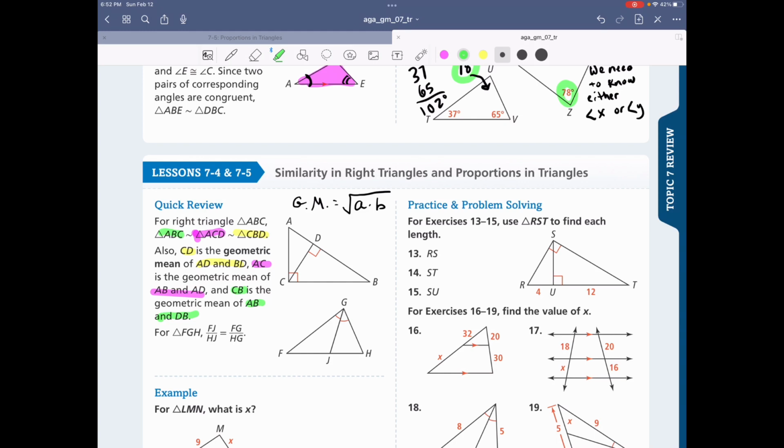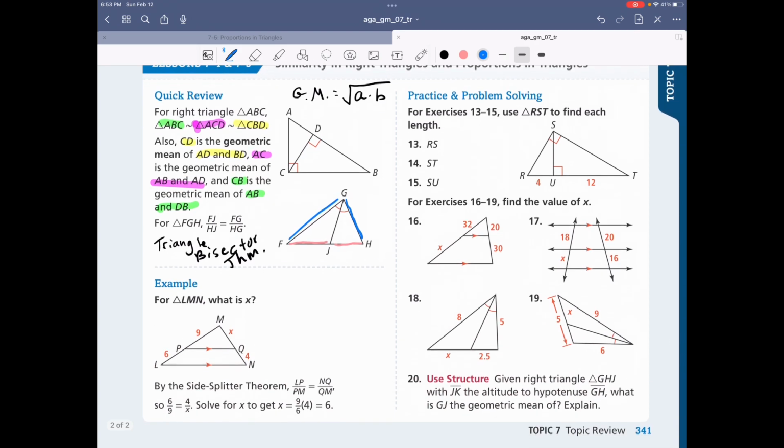For triangle FGH, and this one was the triangle bisector theorem, for triangle FGH, FJ, which is right here, is to HJ as FG is to GH. And that just means that they are proportional.